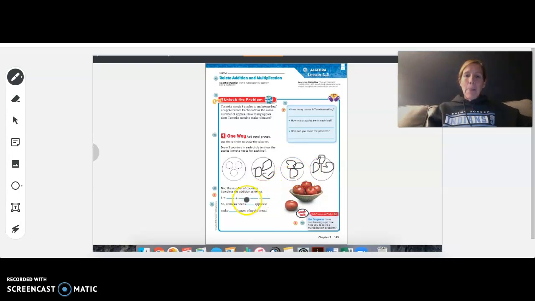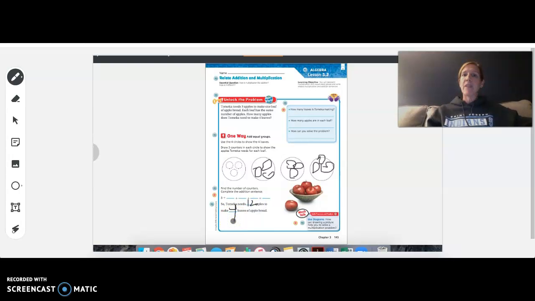Are you ready? If I was going to write an addition sentence to match this picture, it would be 3 plus 3 plus 3 plus 3. What would the sum be? 3 plus 3 is 6, plus 3 is 9, plus 3 is 12. So the sum would be 12. So Tamika needs 12 apples to make 4 loaves of bread. And I don't think I can write in there, I think it's too big, but she needs 12 apples to make 4 loaves of bread.